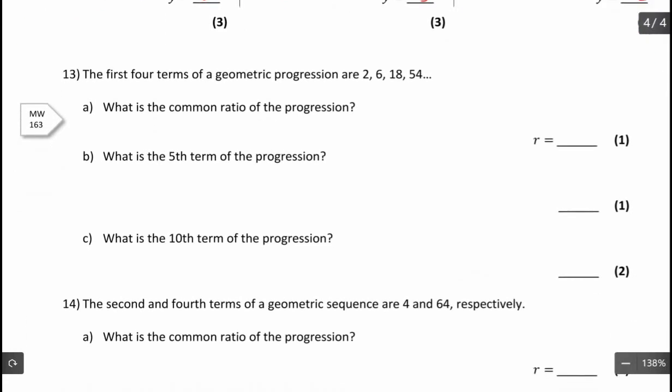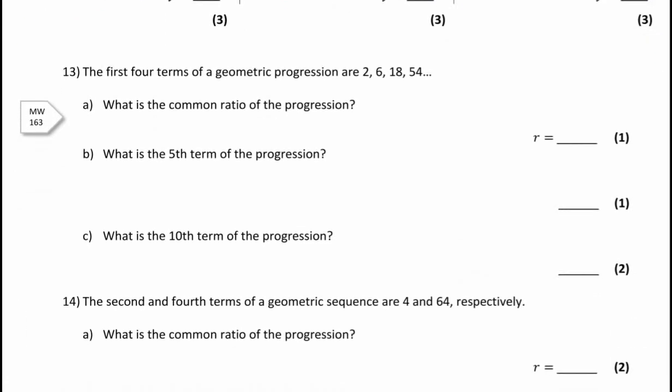Okay. Number 13, the first 4 terms of a geometric progression are 2, 6, 18, 54. What is the common ratio? So what have we multiplied by each time? Hopefully not too hard to spot that that is 3. What is the 5th term of the progression? Well, we've got the first 4. The 5th one, just need to multiply that by 3, and that would give me 162.